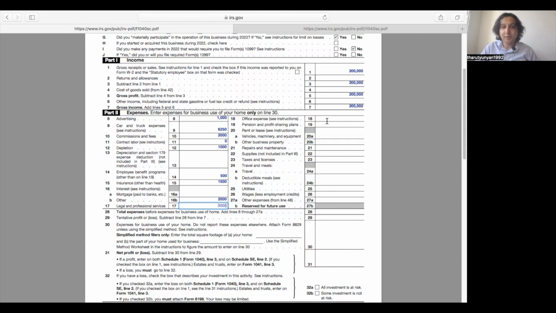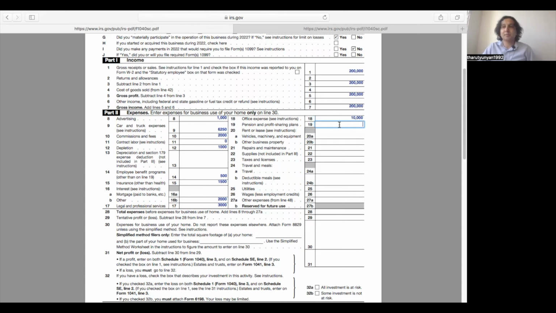Now, office expenses, right? This is obviously very common. That will be your printer, your office supplies, could be your Wi-Fi, could be your phone bill, that's used directly for the business, right? So let's say altogether this was like $10,000.